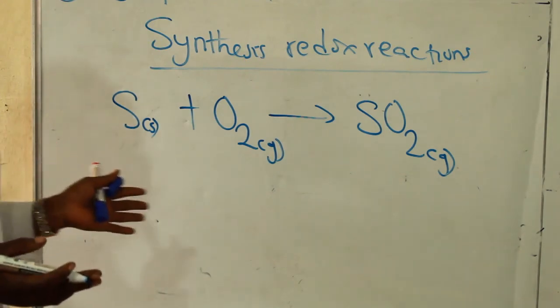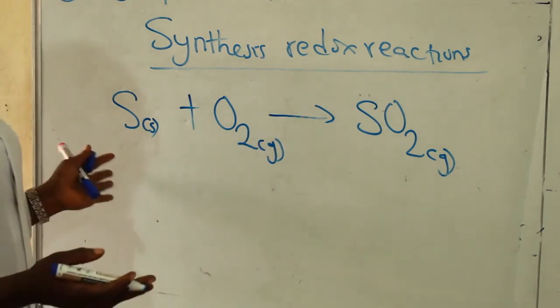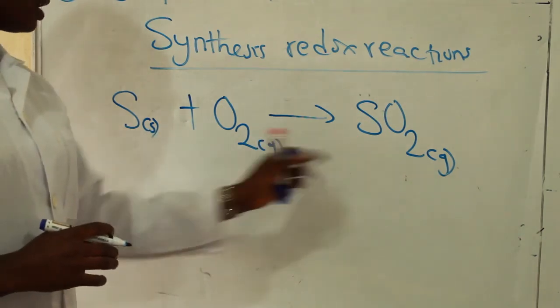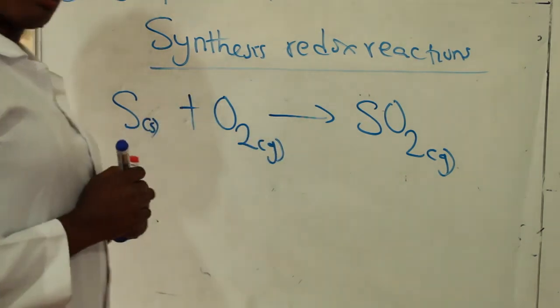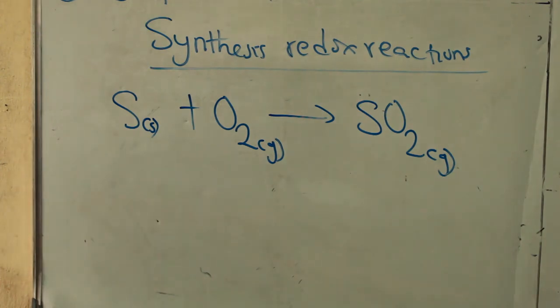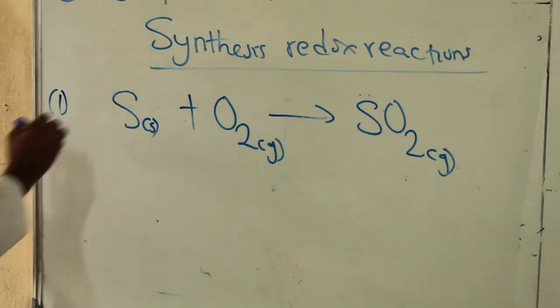Now, of course, you don't need to balance the equation because the equation is already balanced. Sulfur here 1, here 1, oxygen 1, oxygen there 1, that's 2, 2. All right. Now this is the first one.